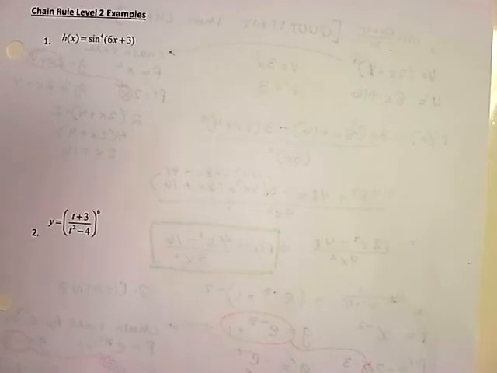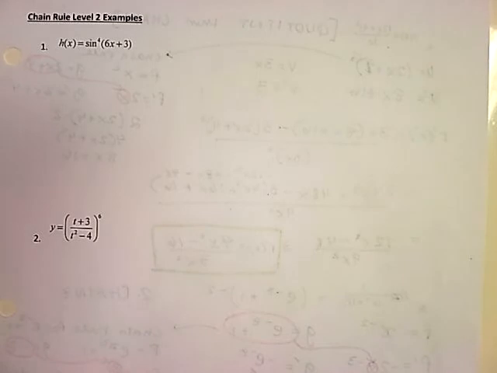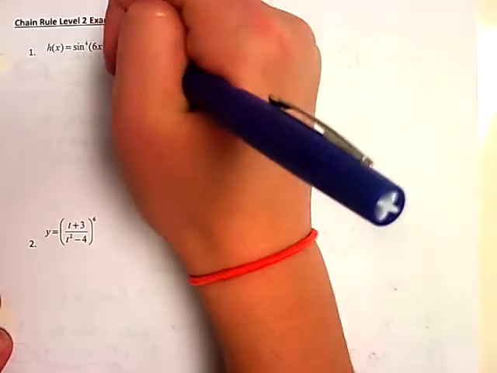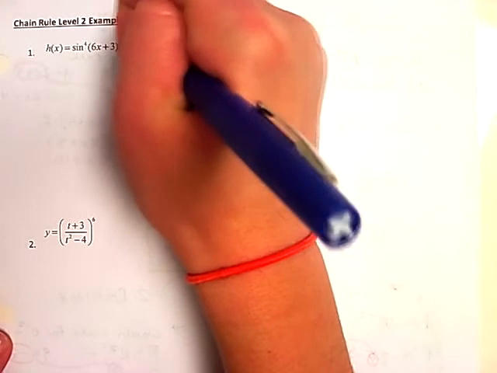Hi calculus students. This is just a short video to go over the solution to problem number 1 from the examples worked on in class, just to make sure everyone is fully understanding. So this is an example where there's a chain rule within a chain rule. You can also think of it as like two chains. That's my nickname for it.